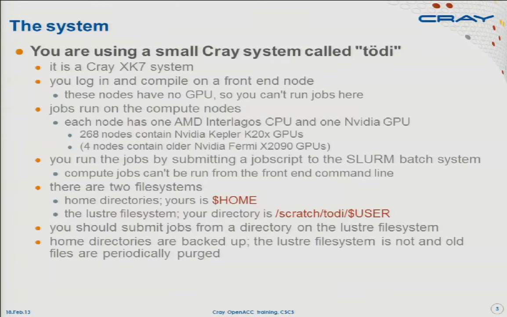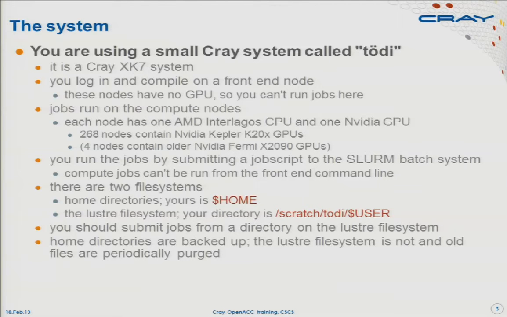There are two file systems. There's the home directories, as you'd have as usual. There's also another parallel file system, the Lustre file system, and that's where, in general, you should submit your jobs from. That's where jobs should run. That's /scratch/turdy/ and the username. So you can use $USER if you wish. It'll be course1, course2, whatever.